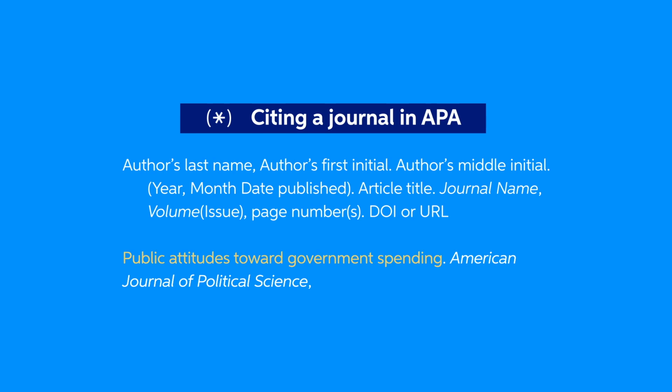Next, you'll list the name of the article, followed by the name of the journal in which it was published. Only capitalize the first word of the article title and don't underline or italicize it. Follow this with a period. However, you will italicize the title of the journal and capitalize it just as it appears on the journal itself. Follow this with a comma.